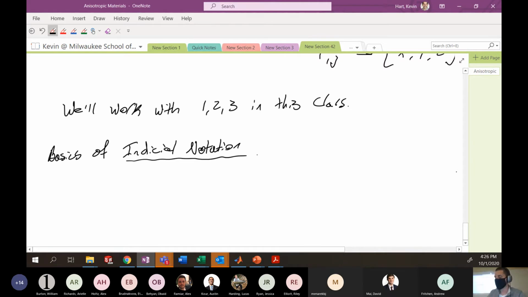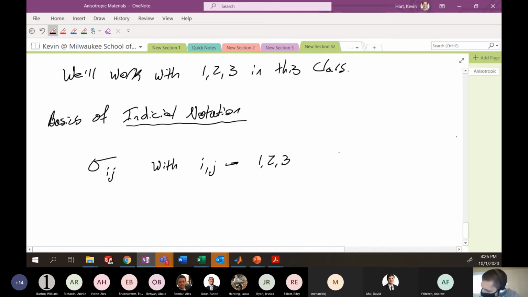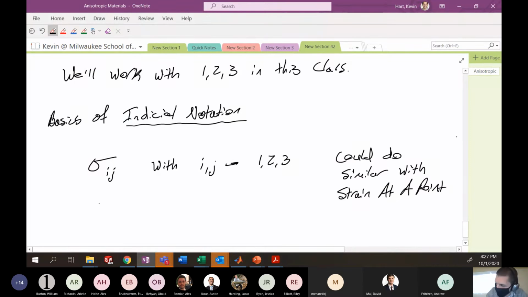Okay, where we have something like sigma ij with i and j going from 1 to 3, we could do something similar with strain at a point, where something like epsilon ij represents the 9 strain states.